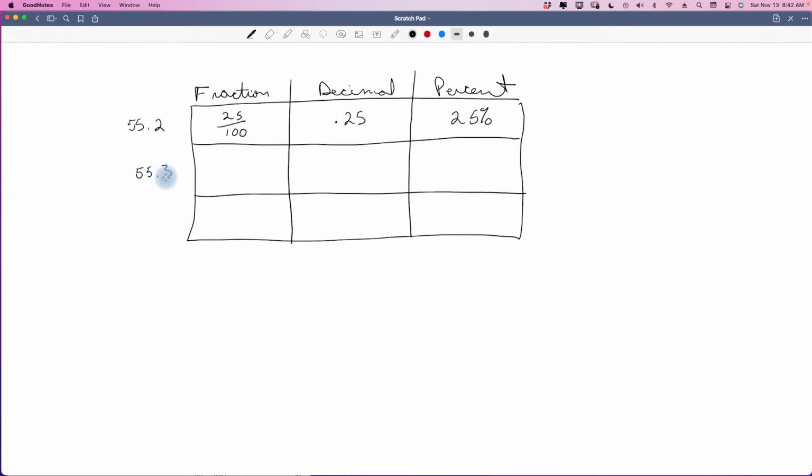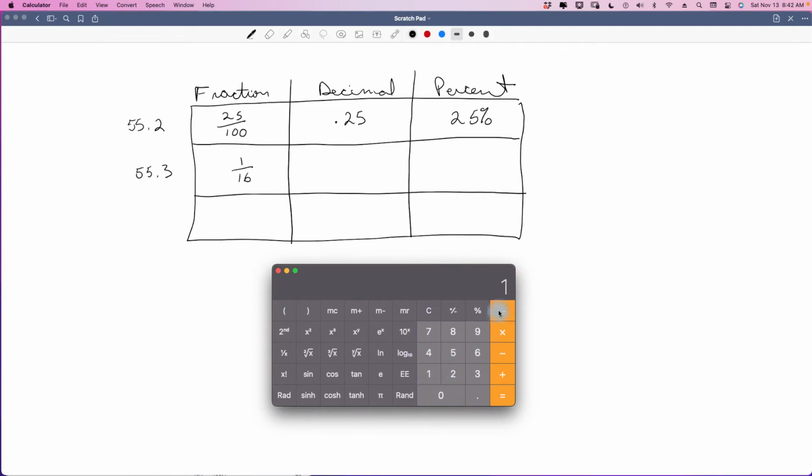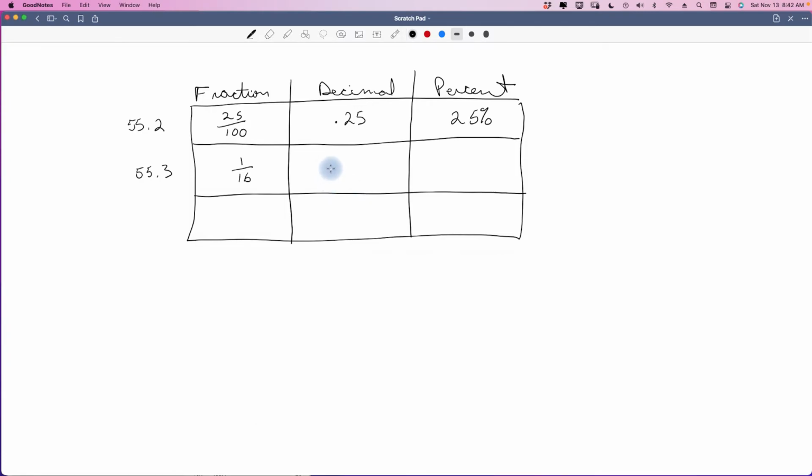55.3 is simply this one. They want us to do 1 over 16 and turn it into a decimal and a percent. So what do we have to do that? Hello, calculator. 1 divided by 16 is 0.0625. So if that's our decimal, right? 0.0625. What percent is that? Well, all we have to do is move the decimal place back 2 spaces. 1, 2.